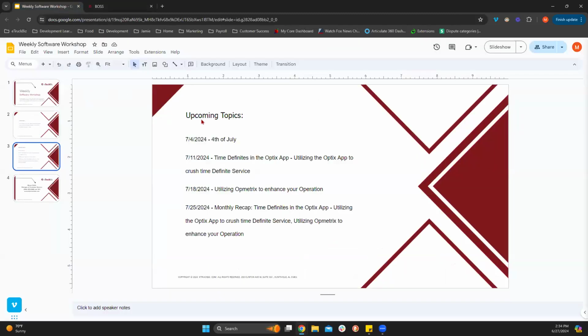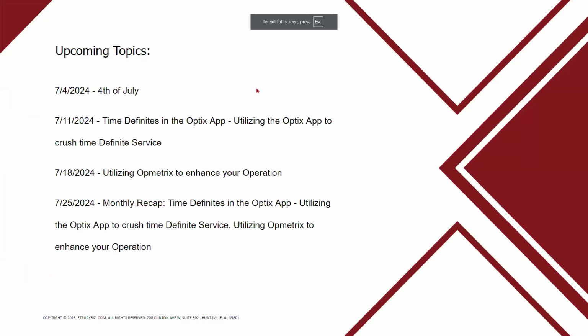Thank you. Okay, so upcoming topics: next Thursday is the 4th of July, so we will not be on here, and I hope everybody enjoys their 4th of July. After that, we're going to go over time definites in the optics app. It marries up with the new driver app and being able to see those time definites. That week we'll be able to see what you see as a BC or an AO versus what the driver sees in that driver app.